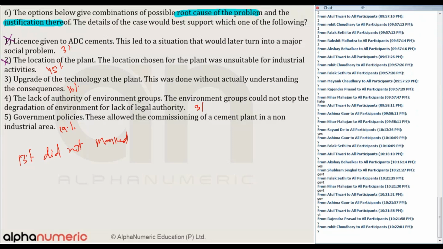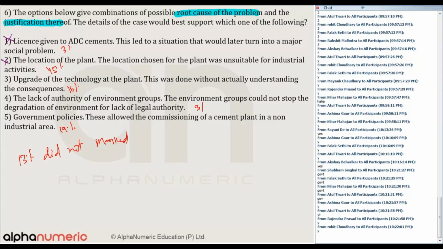Option number 3, upgrade of the technology at the plant. This was done without actually understanding the consequences. Now remember one thing, every industry needs to upgrade for their business. So option number 3 can't be the answer. The lack of authority of the environmental groups, that can't be it anyway, okay.